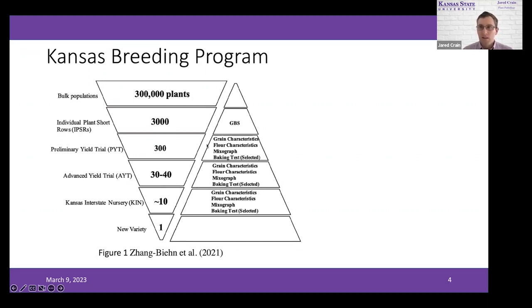If we think about the flow or the quantity of information, it runs the opposite direction, starting at these individual plant short rows, where maybe you can genotype. 3,000 plants is still going to be fairly expensive. Then as this moves through the breeding pipeline, the types of tests, everything from grain characteristics to flour quality, are both going to be more labor and time intensive, as well as higher in monetary cost. So this is just an example of the Kansas program.